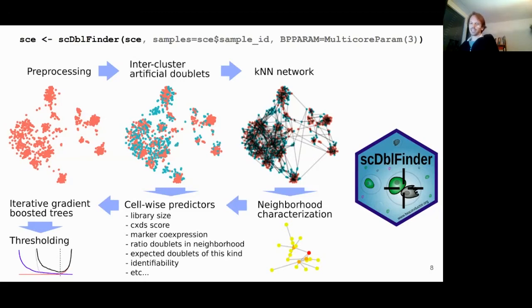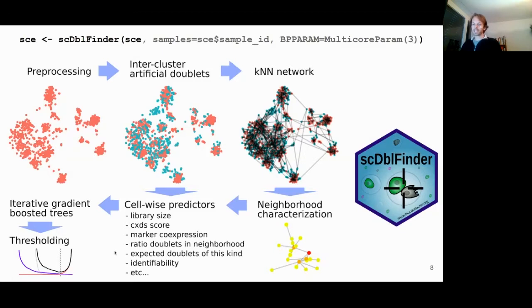We build a KNN network, assemble a set of statistics based on the network and also based on other properties of the cell. And these are going to include, for instance, the co-expression-based features. And then we train an iterative classifier to predict, based on these features, which cell is a real cell and which is an artificial doublet.